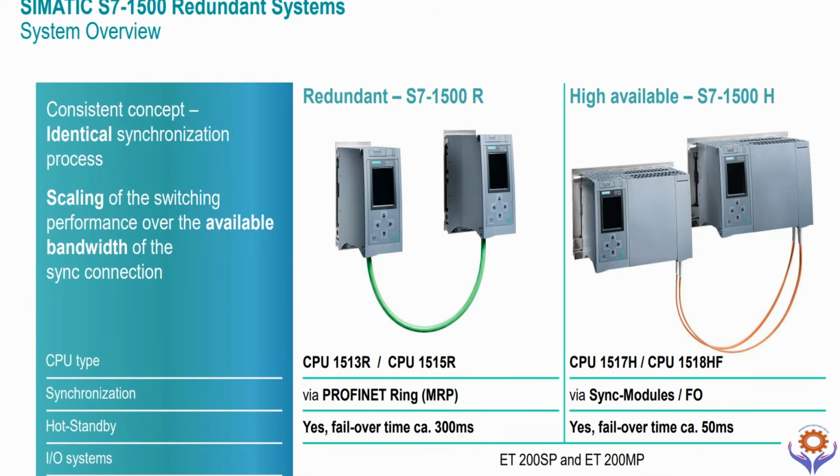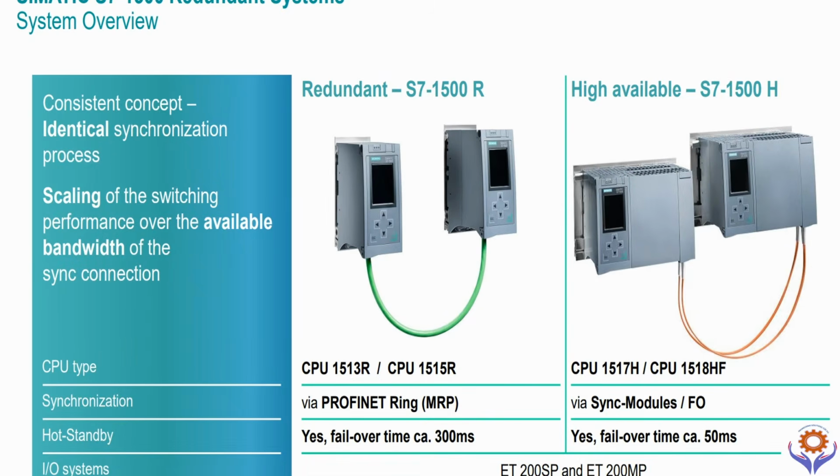Let's see some differences between redundant and high availability, that is hot standby PLC. Both CPUs are similar, but there are some differences such as synchronization. For the redundant PLC, the Profinet ring or MRP is used. For high availability or hot standby, synchronization modules or fiber optic cables are used.